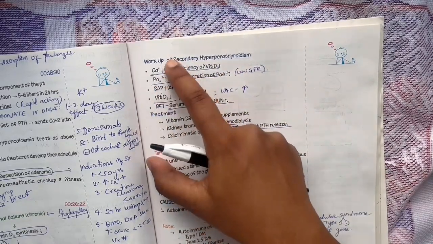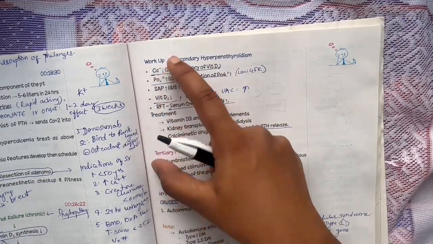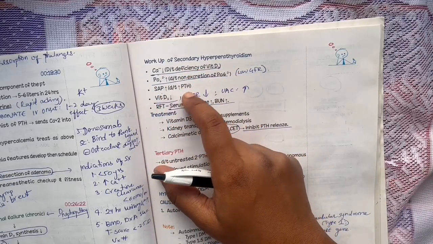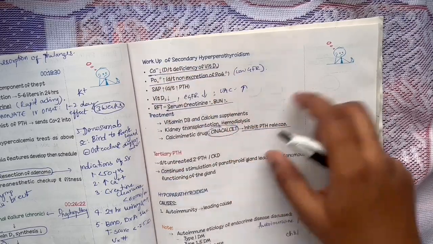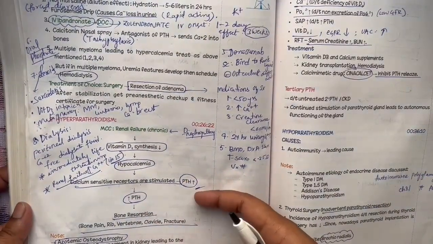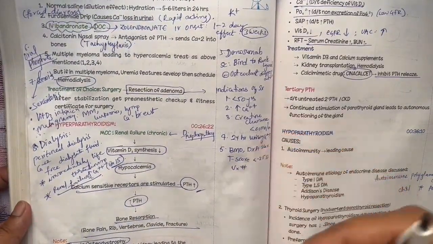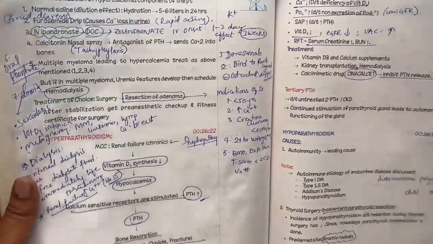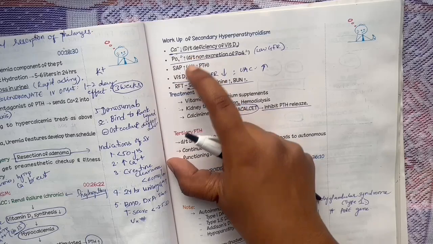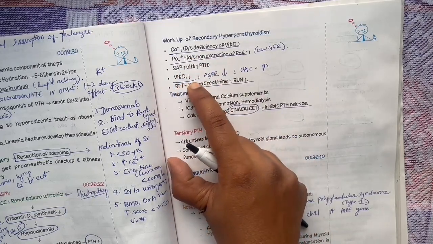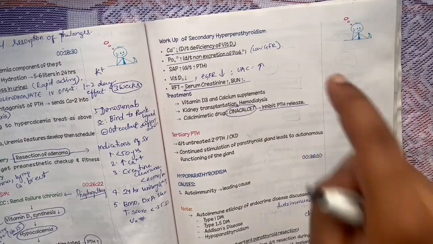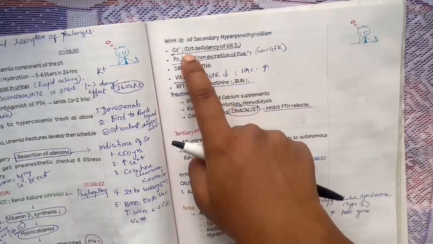You know, calcium and phosphate are inversely related. So, as calcium decreases, phosphate increases. And the SAP would increase because of increased PTH, because decreased calcium is increasing the PTH. Increased PTH will activate the osteoclast, which in turn secondarily activates the osteoblast, and which leads to increased SAP. So, here calcium is decreasing, phosphate is increasing, SAP is increasing, vitamin D3 is decreasing. So, if you see here, in secondary hyperparathyroidism, calcium is decreasing.